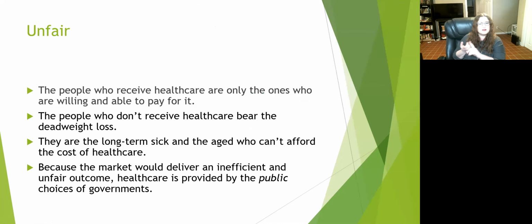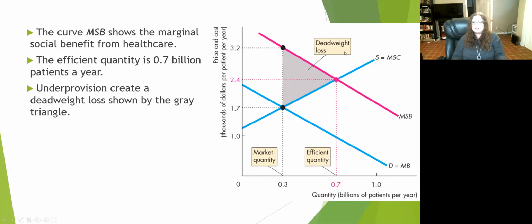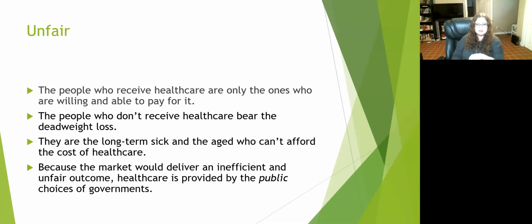Which means that there's an unfairness to it. People who receive health care are only the ones who are willing and able to pay for it, and the people who don't receive health care end up bearing this deadweight loss. The deadweight loss is this difference between the people that do have insurance and the people for whom it's socially optimal to have insurance. These people in between don't have insurance, but they're still going to have this health care cost, which creates a deadweight loss. That deadweight loss is completely borne by the people who don't have insurance.